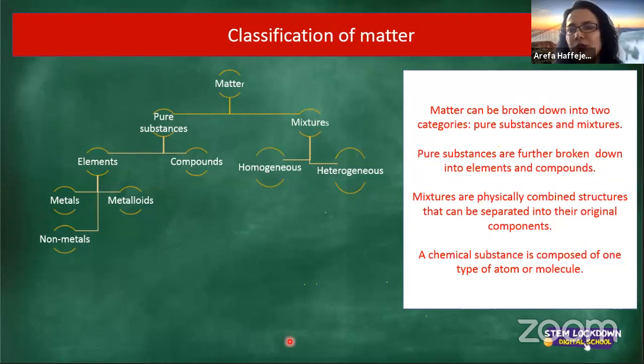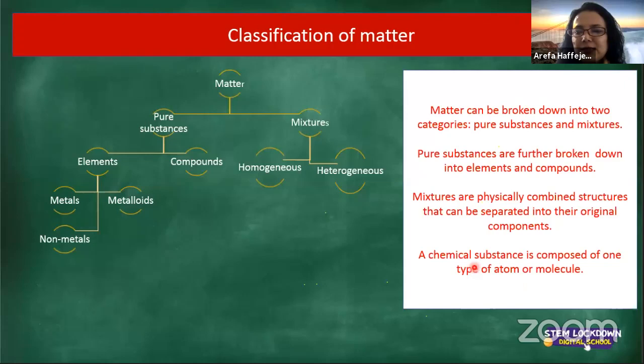Okay, so I'm going to continue. So we have basically matter can be broken up into two categories, which is basically the pure substances here and the mixtures here. And then pure substances can also be broken down into elements and into compounds. Now, also to explain further, we have mixtures. Mixtures are physically combined structures that can be separated into their original components. So I will explain that to you later on as we're going along.